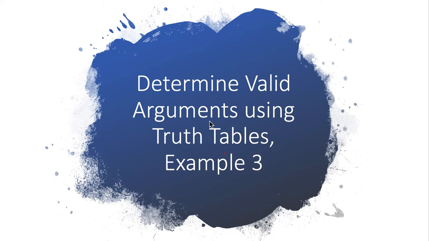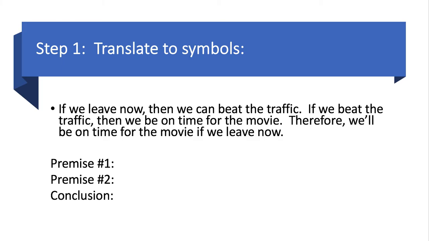We'll continue this discussion by looking at one final example for determining valid arguments using truth tables. So in this example, our statements read, if we leave now, then we can beat the traffic. If we beat the traffic, then we will be on time for the movie. Therefore, we'll be on time for the movie if we leave now.